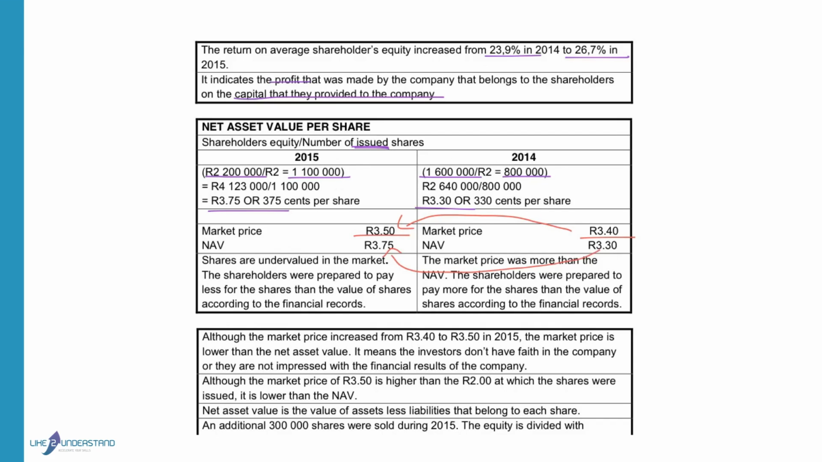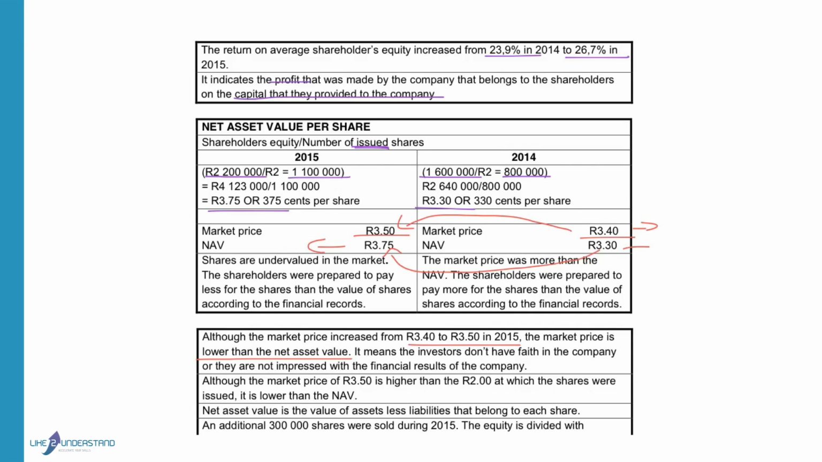But what is the problem now? In the previous year, the market value was higher than the net asset value. In the current year, the net asset value is higher than the market price. Although this market price increased from R3.40 to R3.50 in 2015, the market price is now lower than the net asset value. What does that mean?